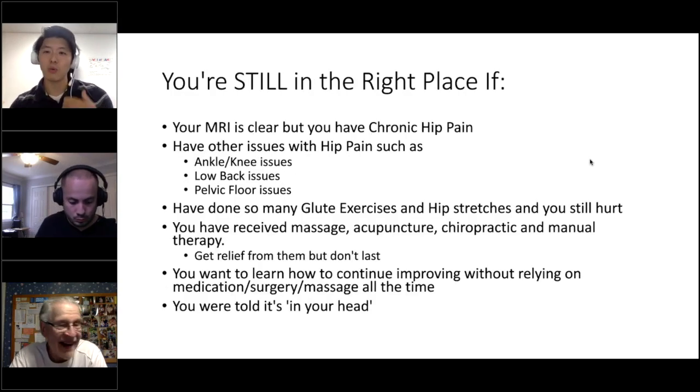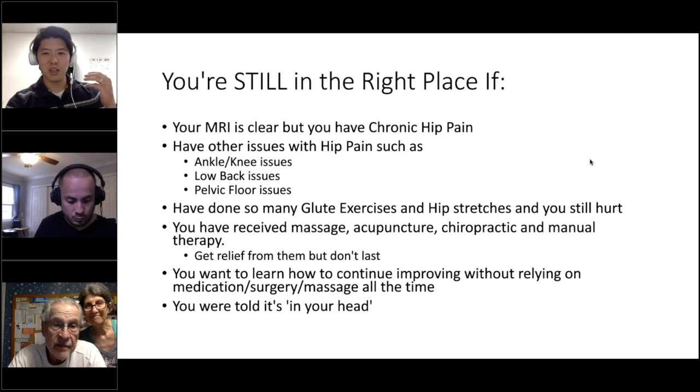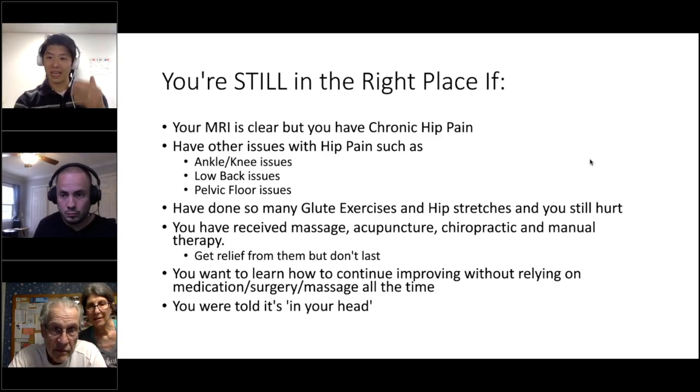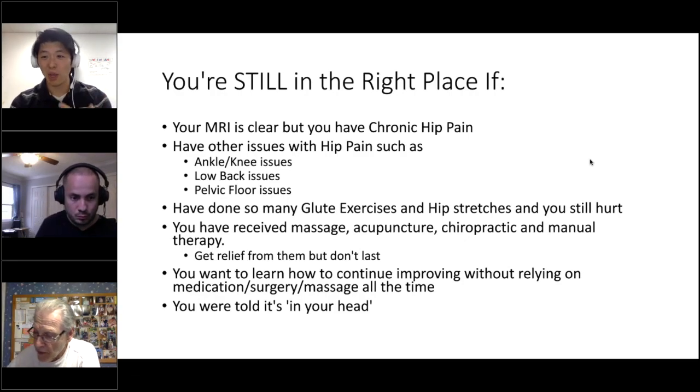I'm just giving examples of the things that we tend to see when it comes to chronic hip issues. If you are a person who has gotten MRIs from doctors and was told that there's nothing wrong in the MRI and still have hip pain, that can happen, and we are going to talk about this phenomenon as well. If you have hip pain with other issues such as knee, ankle, and hip, or you have other issues along with the hip, this is a good sign. Or if you've done so many glute exercises and so many hip stretches and you still have these issues, you are in the right place.